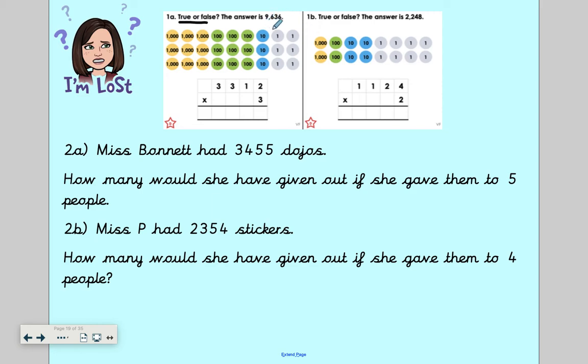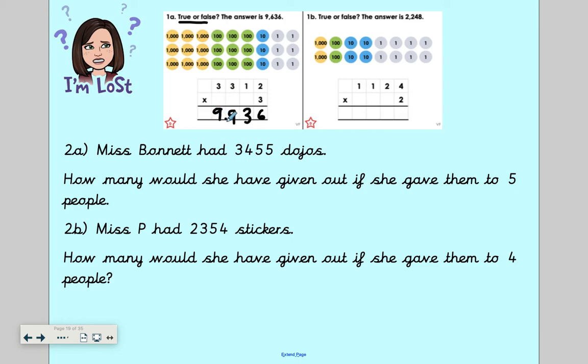Okay? We have 9,636 as the answer. Let's see if that's what we get. So 3 times 2. 3 times 2 is 6. 3 times 1. 3 multiplied by itself is 3. 3 times 3 is 6, they've put. Is 3 times 3 actually 6? Or have they accidentally added there? I think they've accidentally added. So 3 times 3 is actually 9 for that one. And then we've got 3 times 3 again, which is 9.